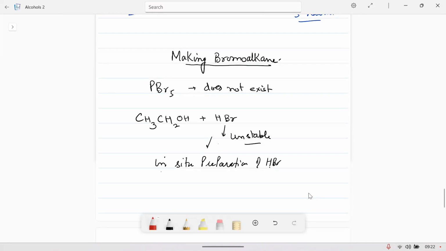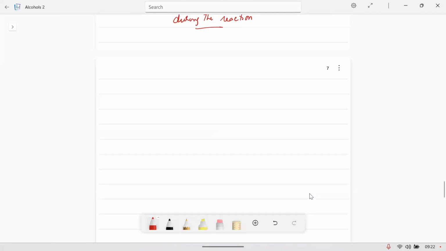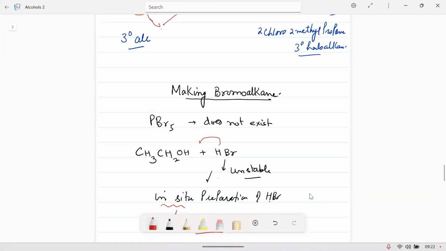Now the meaning of in situ is during the reaction. So you will not be adding HBr to alcohol. You will be adding something else that will make the HBr, and then the HBr will react. So how will the reaction take place?